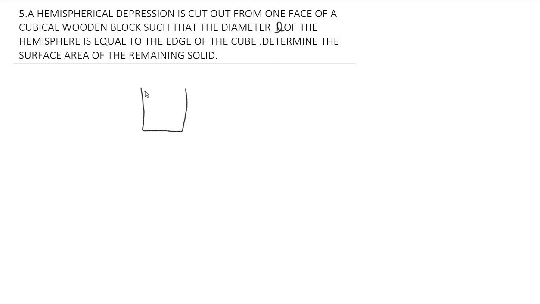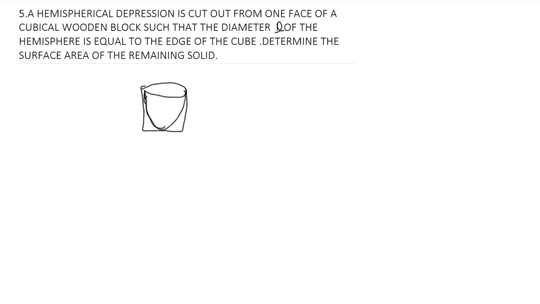They are going to cut out from one face a hemispherical depression, like this, from a cubical wooden block, such that the diameter L of the hemisphere is equal to the edge of the cube. So the hemisphere diameter will be equal to the edge of the cube. Determine the area of the remaining solid.